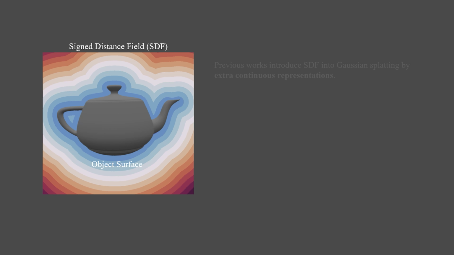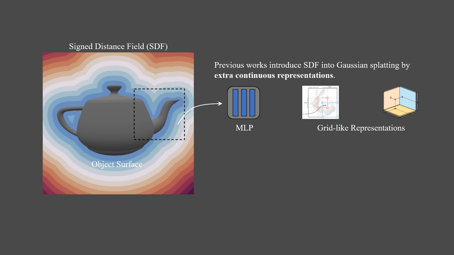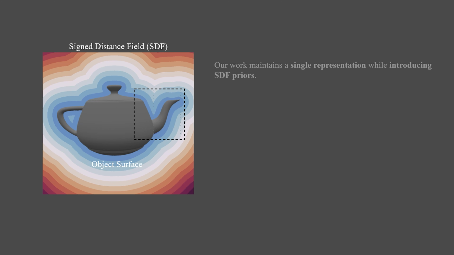Signed distance field, or SDF, is a geometry representation that encodes the minimum distance to surfaces. Previous approaches have integrated SDF into Gaussian splatting by introducing additional continuous representations, such as MLPs or grid-based structures. However, these approaches come with high memory costs and make optimization complicated, especially since balancing Gaussian splatting with SDF is difficult. In this paper, we aim to design an efficient SDF prior for Gaussian splatting, without relying on extra networks.